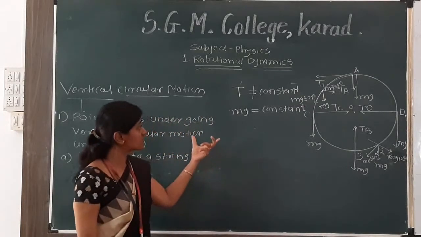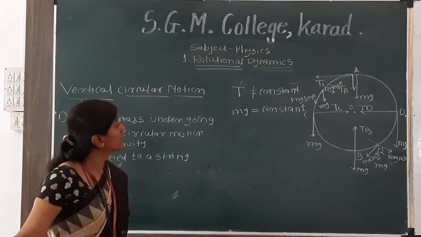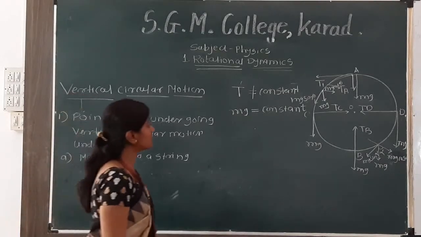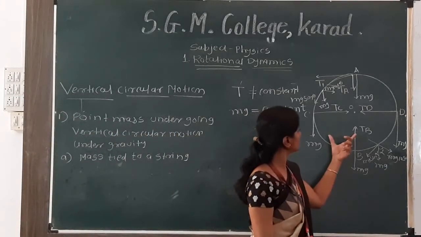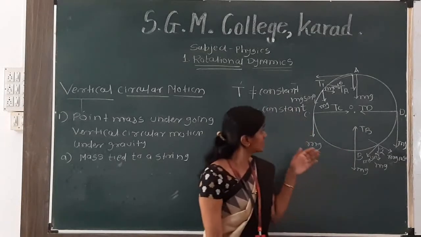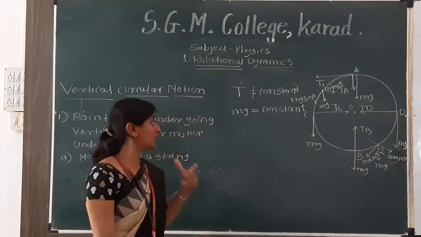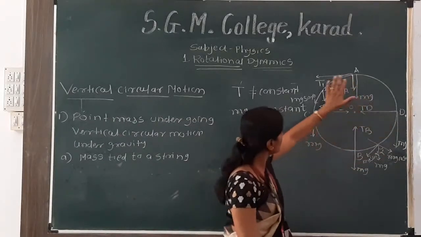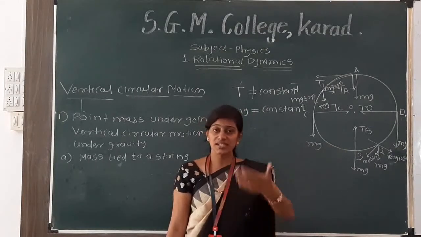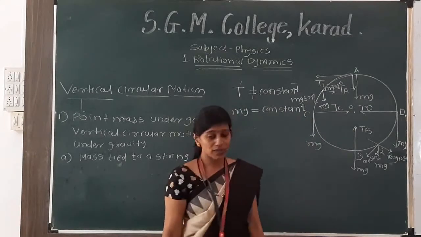Okay, so these two forces are present on the bob which is going to perform the vertical circular motion. Here one thing is that the tension is directed toward the center and the mg is directed vertically downward. As time goes on, the tension periodically changes with time and location. As the bob performs the vertical circular motion, as the time changes, the value of tension also changes, and as the location changes, the value of tension also changes.